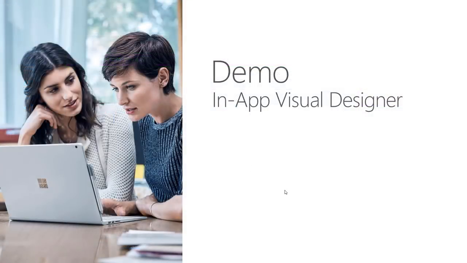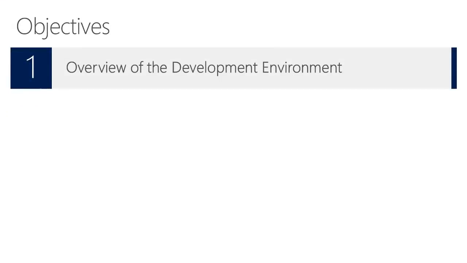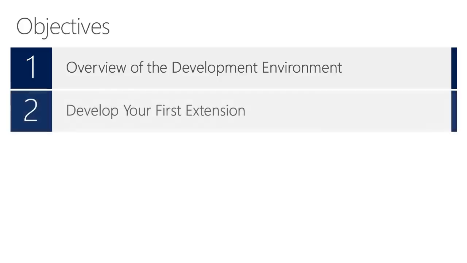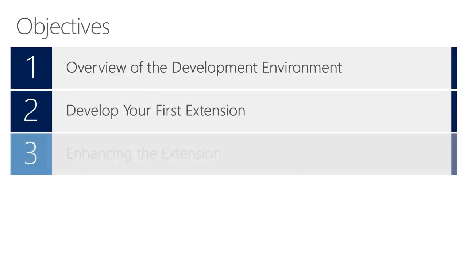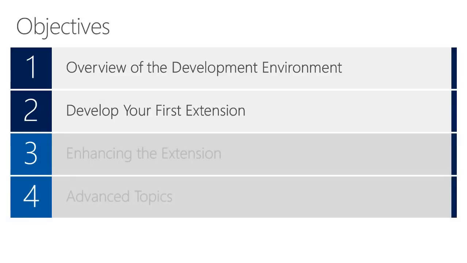With the in-app visual designer, we've come to the end of this video. In this video, we've looked at the overview of the development environment, a quick recap of the other video about setting up your Visual Studio Code, and the bulk of this video, we've talked about developing your first extension. Enhancing the extension and advanced topics will be covered in part 2 of this video. So let me just say, this is to be continued.